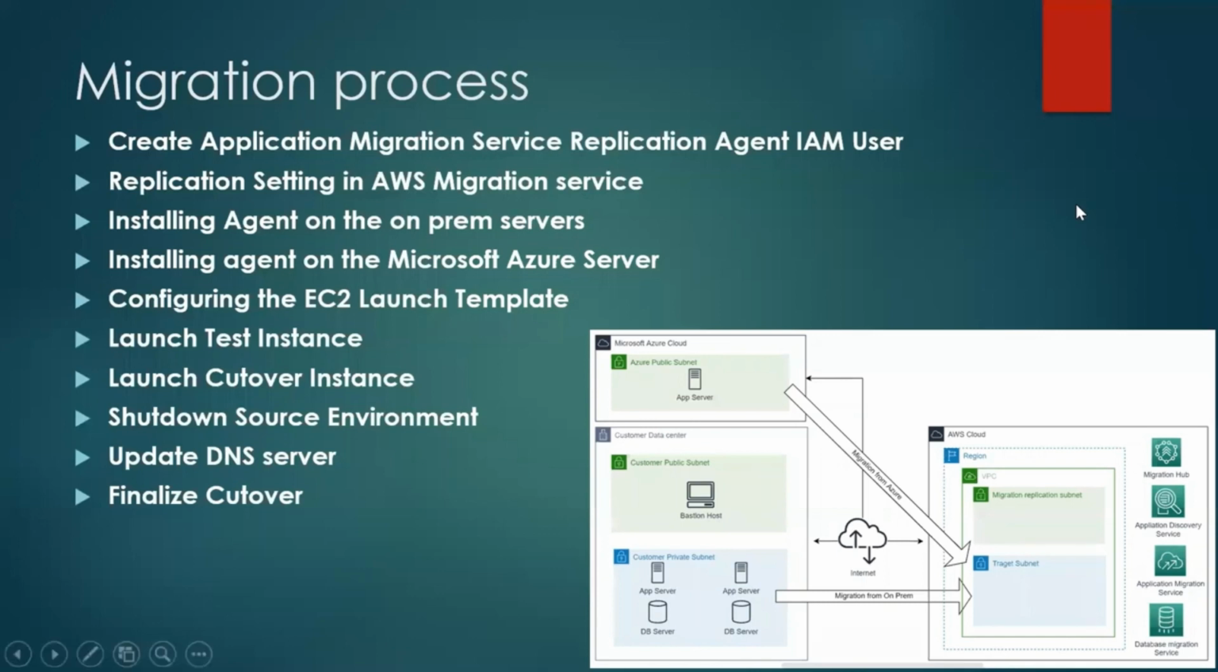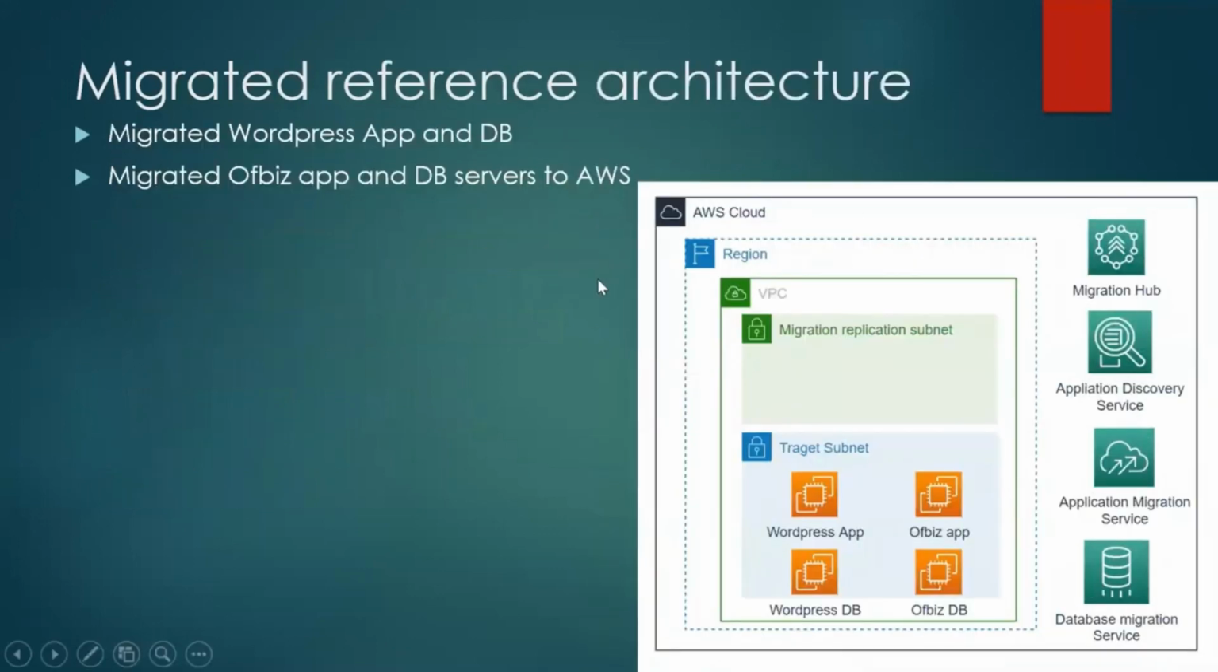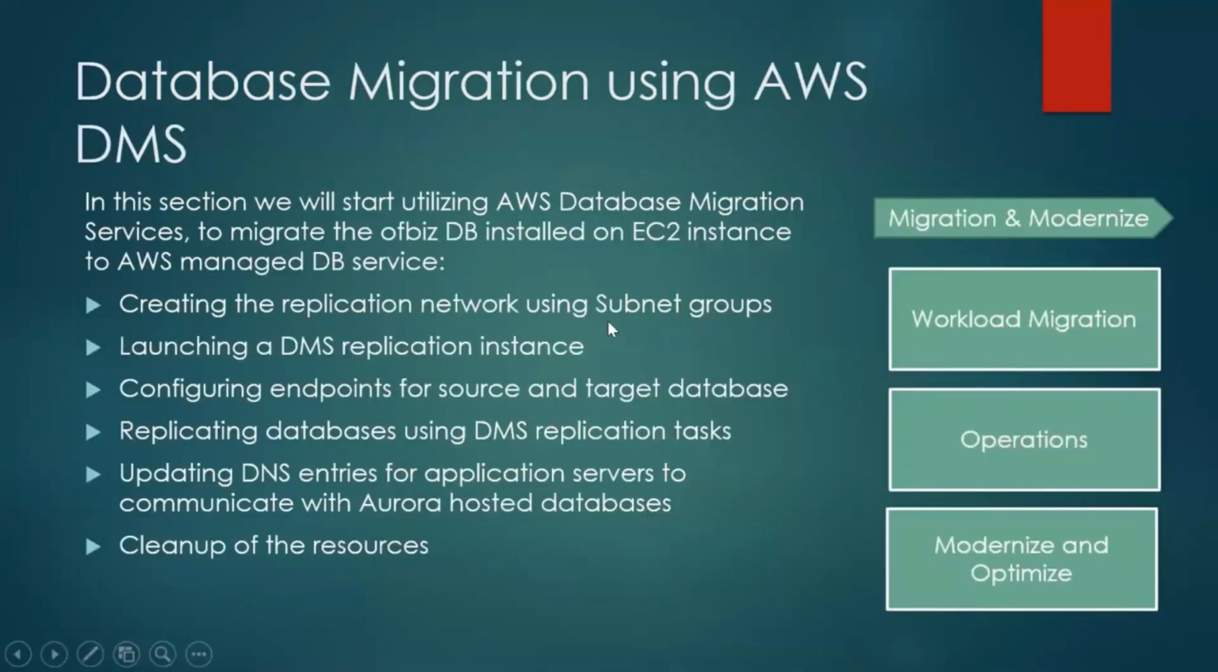So moving forward, migration is done. Then this is the migration reference architecture. Once everything is migrated, we have created EC2 instances for WordPress and database and OFBiz app and OFBiz DB using Application Migration Service. We have created all this in the target subnet. So all this infrastructure is in AWS cloud now. So these are the migrated servers once migration is done. So that's the first part. Let's move forward, and the next part is the database migration.